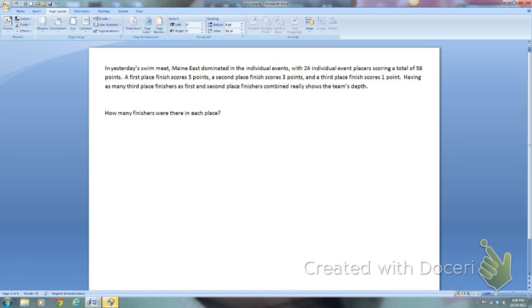So just like when we solved word problems that involved two equations with two unknowns, the first thing you probably need to consider here are what are the unknowns, and a good place to find that is what the question is asking in the problem. And in this case, we're asking how many finishers were there in each place. That's our key, that we're really trying to find the following unknowns or the following variables.